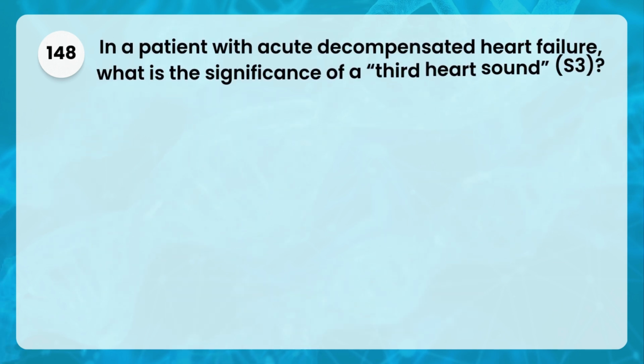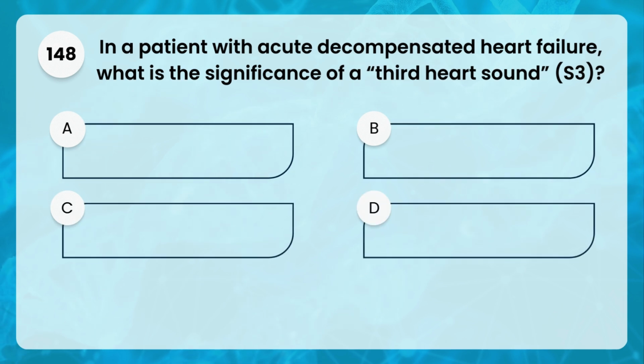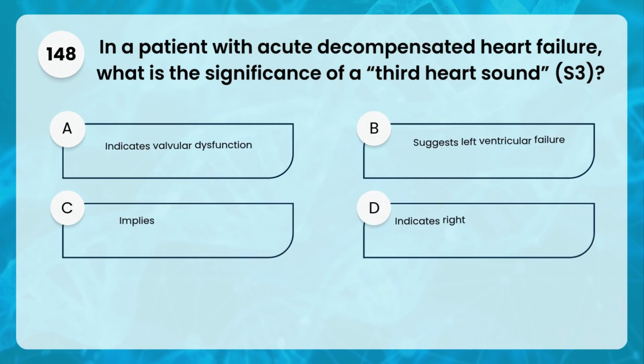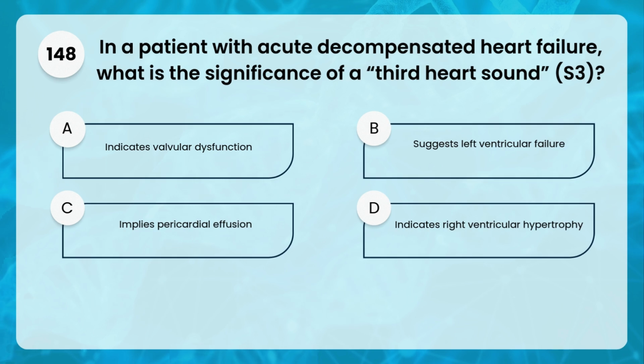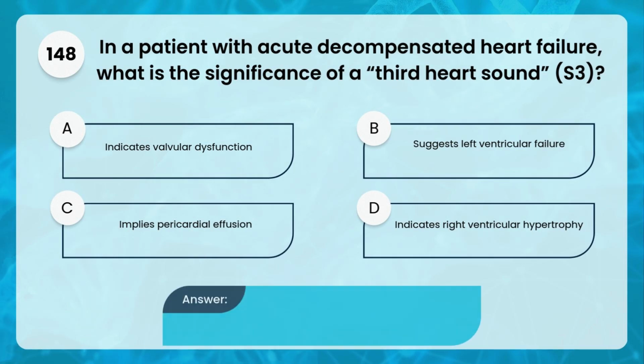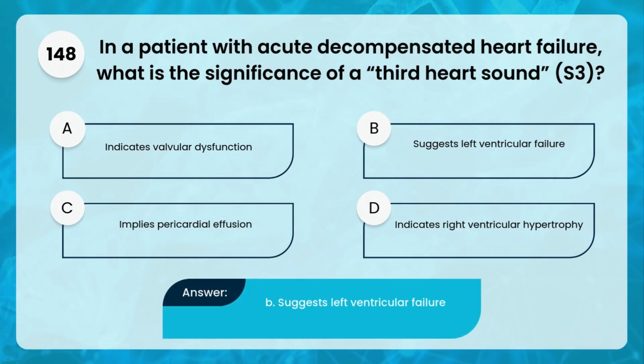148. In a patient with acute decompensated heart failure, what is the significance of a third heart sound, S3? A, indicates a valvular dysfunction. B, suggests left ventricular failure. C, implies pericardial effusion. D, indicates right ventricular hypertrophy. The answer is B, suggests left ventricular failure.